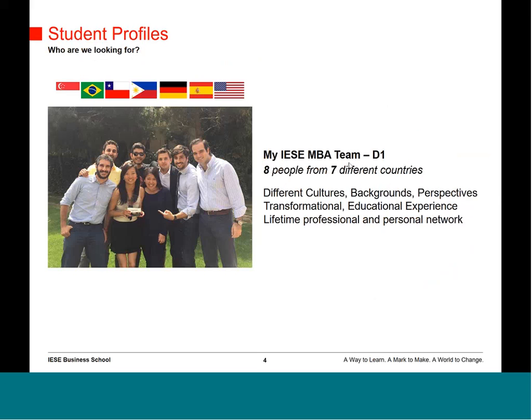So the next question is, who do we look for? Who would be a good fit for IESE? So I'm going to answer that by sharing some details about my team at IESE. In the first year, everyone will be assigned to a team of about 8 to 9 people, and this will be your working group throughout the first year. You cannot choose your team. You have to learn to work with each other on all your projects.